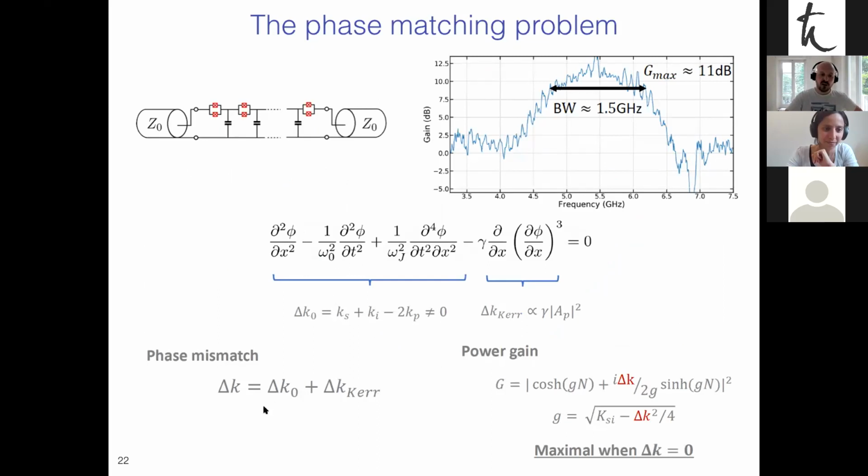So this phase mismatch can be decomposed in two parts, delta k naught and delta k Kerr, because it's the Kerr effect, a non-linear effect. So basically, you have a phase mismatch which comes from the linear part of your wave equation, and you have a non-linear phase mismatch which is caused by the non-linearity itself. The fact that you have a non-linear medium, the fact that you built an amplifier on purpose, causes you trouble as well. So you have to somehow engineer your device so that you can make this delta k as small as possible, because as you might see here, the gain is maximal when delta k is equal to 0.